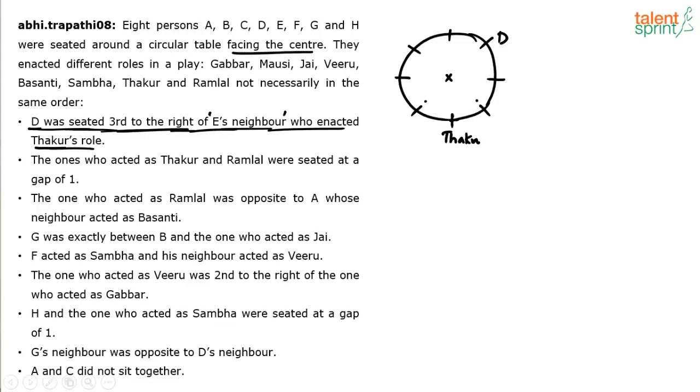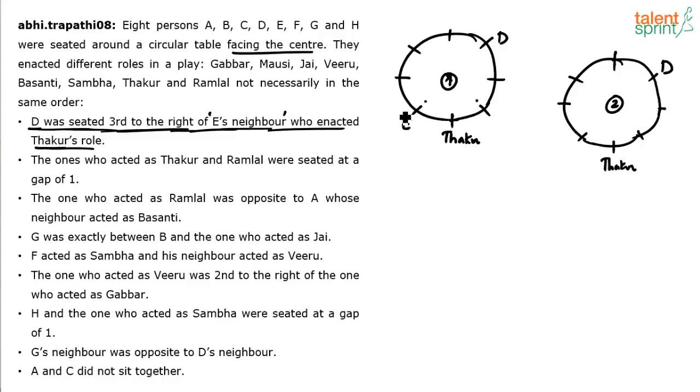There are 2 possibilities. So what I'll do is I'll actually duplicate this. Let me duplicate this circle. 1, 2, 3, 4, 5, 6, 7, 8. So this is number 1, let me say, and this is number 2. Okay. So D comes here, Thakur as it is. I'm duplicating it first of all, and then E. Let me take E in this position in one case and in this position in the other case. So E is Thakur's neighbor, right? So either left neighbor of Thakur or right neighbor of Thakur. So the first point is done basically.